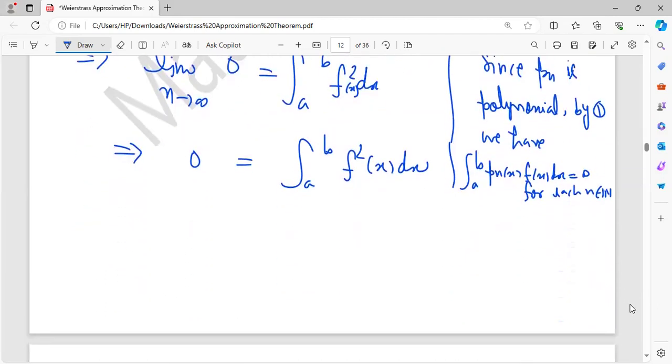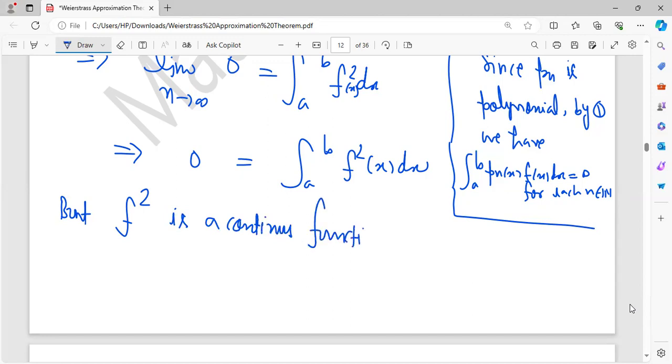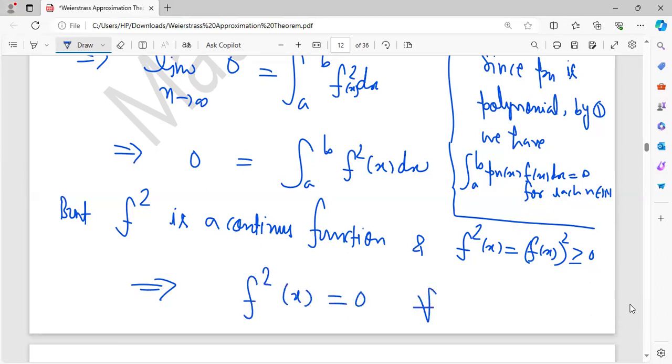But f square is a continuous function, and it is non-negative, since f square x is nothing but f(x) square. Once you have a continuous function which is non-negative and its integral on a closed interval is 0, then the function has to be 0. It means f square x function is 0 for all x belongs to a, b.